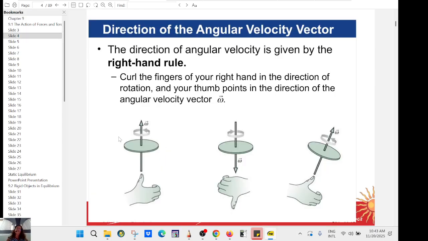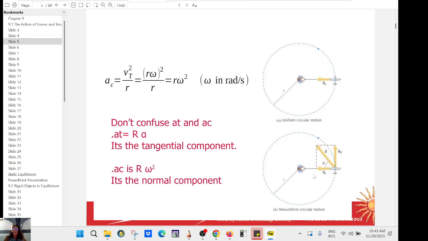Again, this is not that obvious. If something is rotating here, you use your right hand. That will be a vector. The notation is omega. The magnitude is in rad per second. So if you spin this way, again your right hand, the vector will be down, and if you spin that way, the vector will be in this direction. So it's a vector.